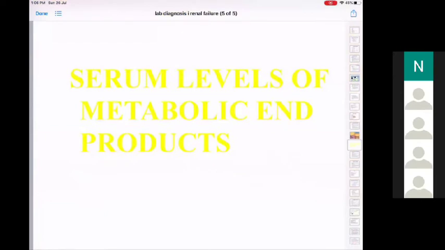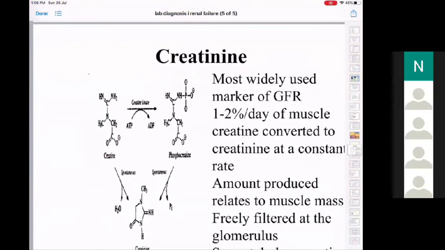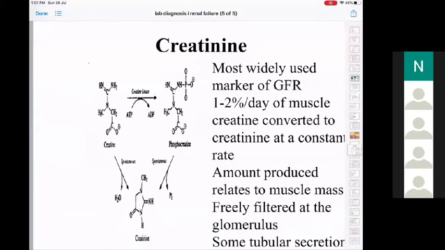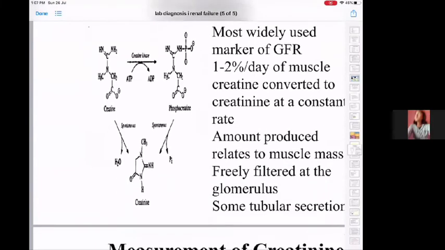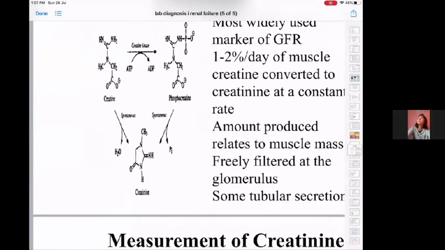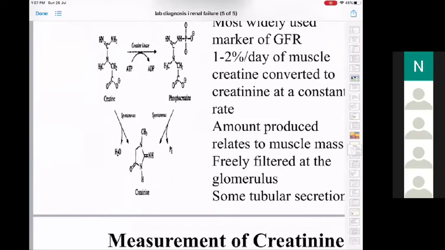Now, serum levels of metabolic end products. Creatinine. Creatinine is the most widely used marker of glomerular filtration rate, GFR. One to two percent per day of muscle creatine is converted to creatinine at a constant rate. The amount of creatinine produced relates to muscle mass, and it is fully filtered at the glomerulus, and some tubular secretion also occurs.